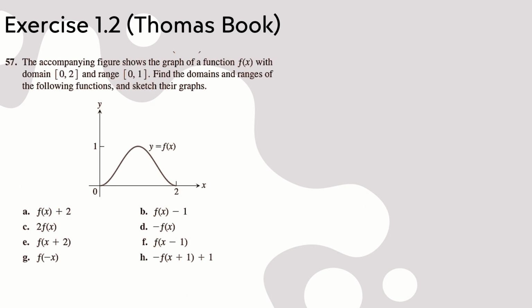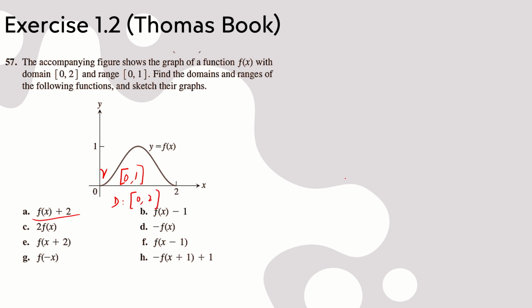Okay, in question 57, we are given a graph of a function and the corresponding domain, and then we have to draw the graph and the domain and range of these functions. So the domain of the original function is what? That is 0 to 2, and the range is 0 to 1.